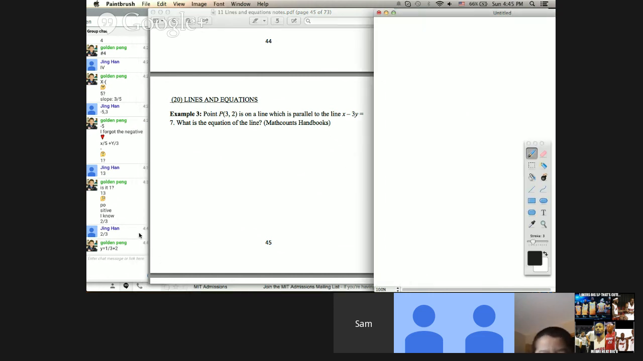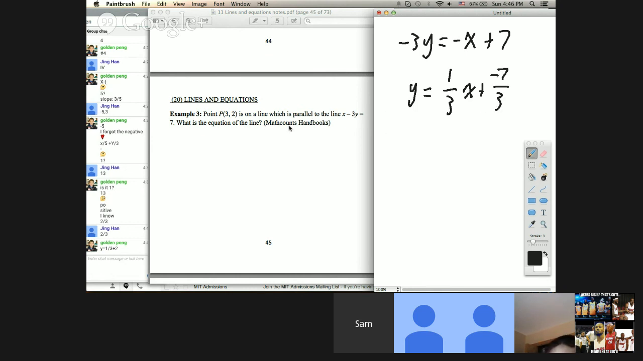Okay, that's close, but it's not correct, I think. Okay, so just a little hint. First you put this line into y-intercept form, so you get negative 3y. I move the x over to get negative x plus 7, and I divide by negative 3 on both sides, so you get y equals 1/3 x minus 7/3.